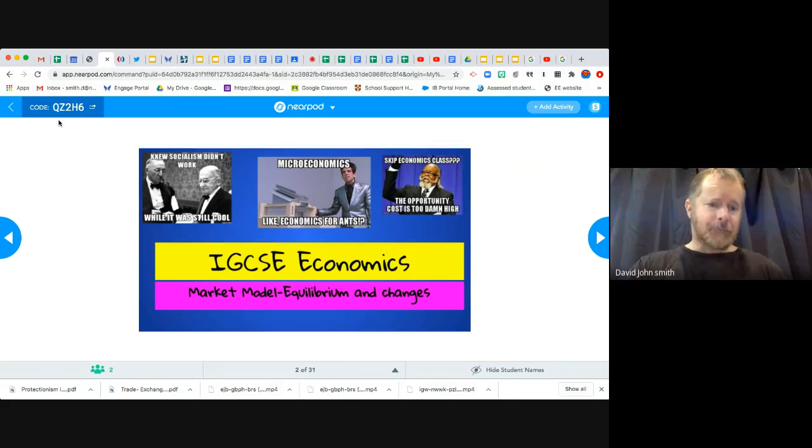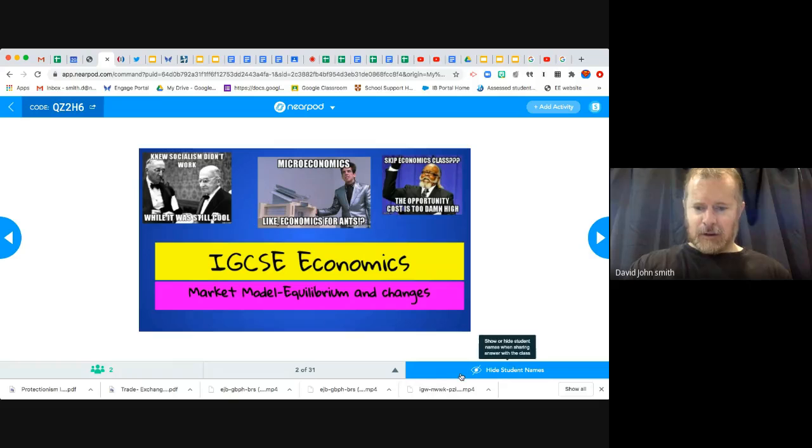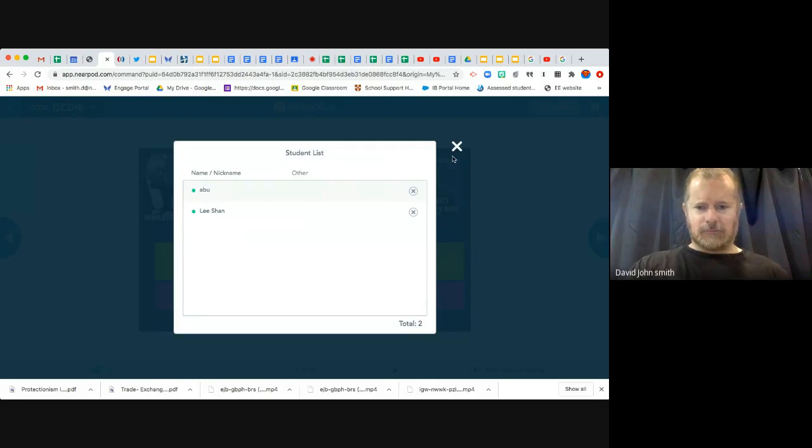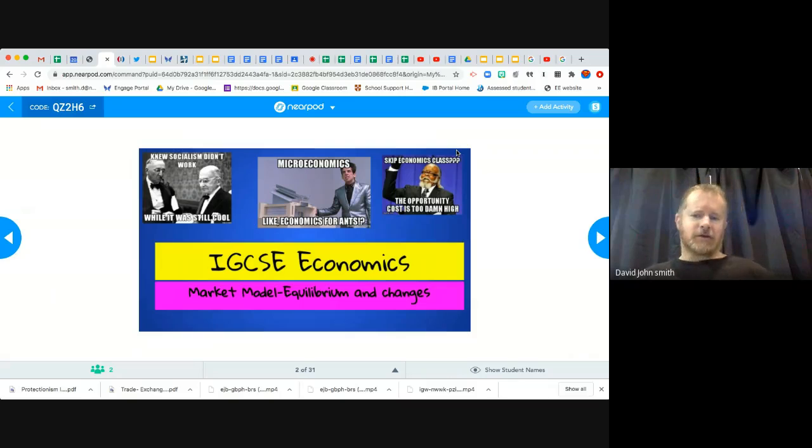Now, QZ2H6, that's the code. It appears on the top left hand as per normal. So if you do get lost, you're going to be able to jump in there as we go. I've got only 2 thus far seemingly joined. So it'd be good if I could see the other learners jumping in as well.